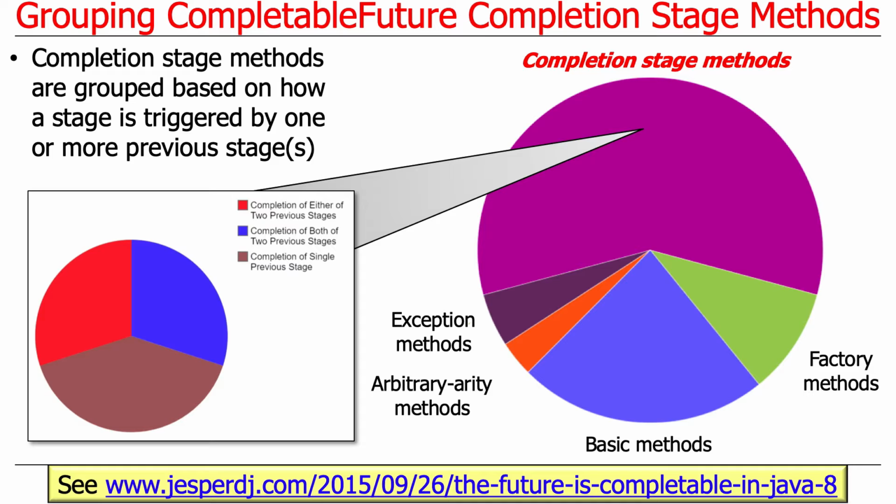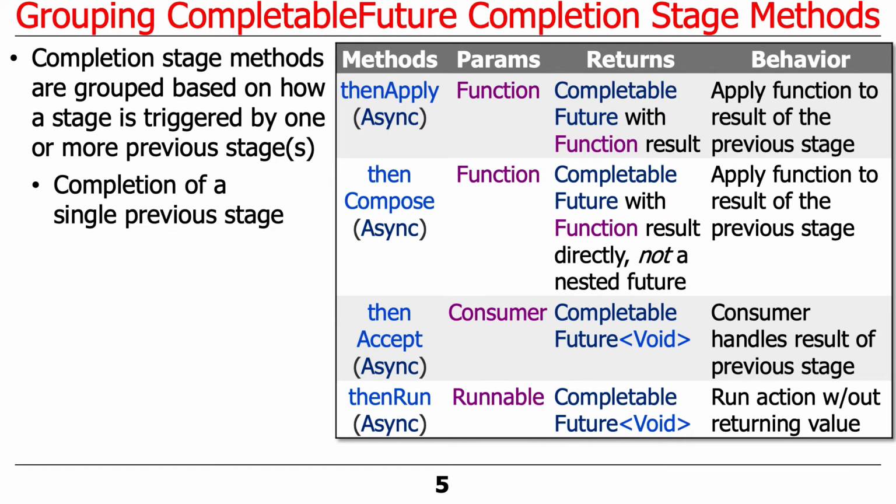So we're going to group them together in the ensuing discussion based on how a stage is triggered by one or more previous stages. And we'll see that there's a bunch of methods that complete after a single previous stage. There's a bunch that complete after both of two previous stages, and there's some that complete after either of two previous stages. So there's basically three categories, and the bulk of them are a single previous stage, but you can see that there's also a fair number that complete either when both previous stages complete or either of two previous stages complete.